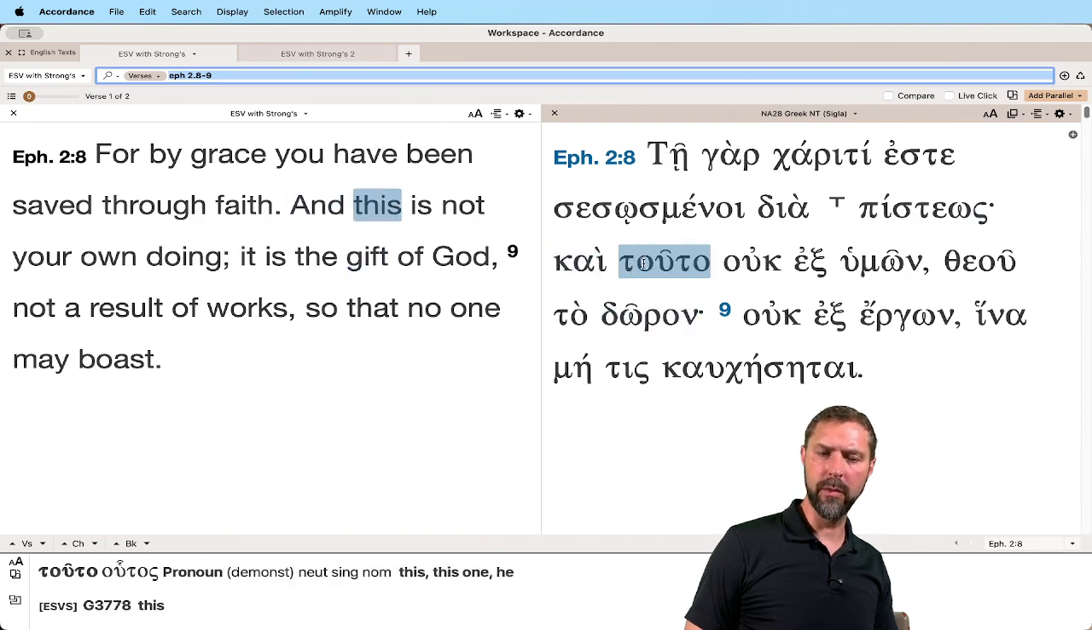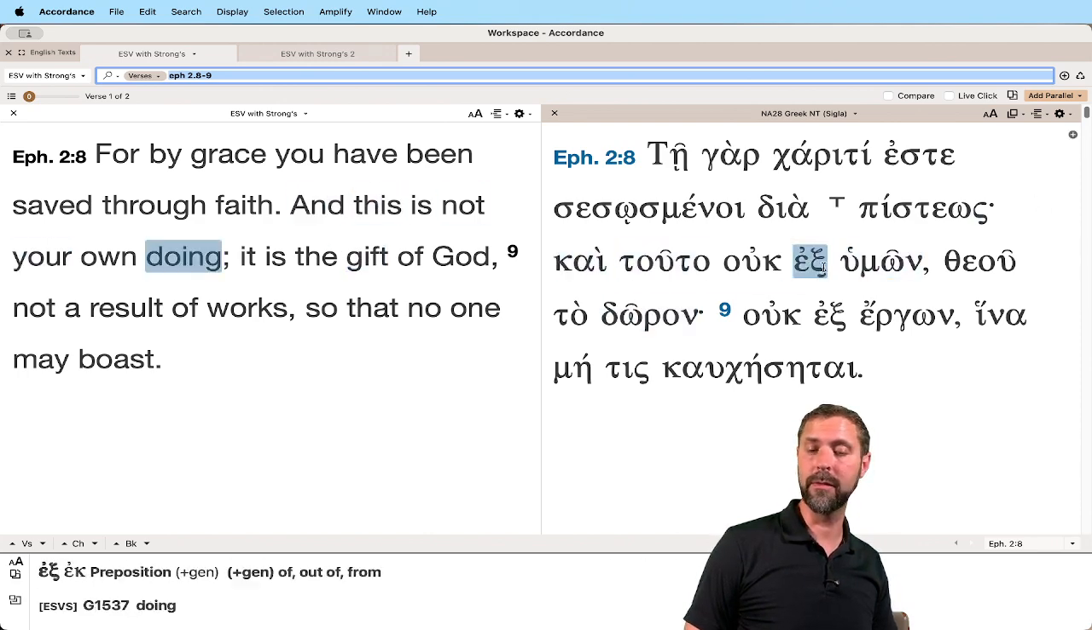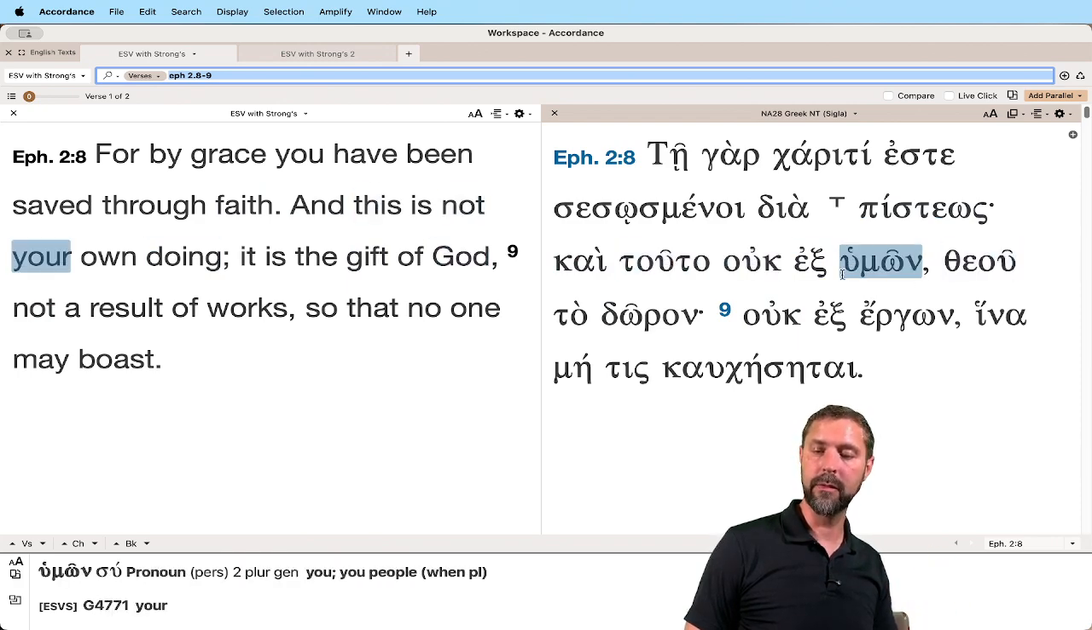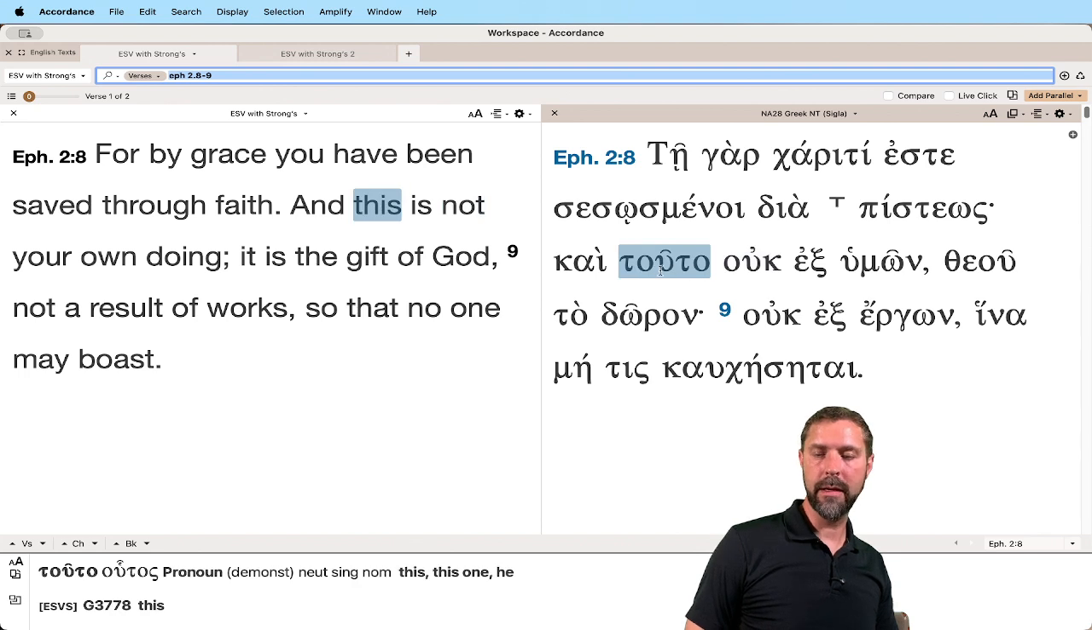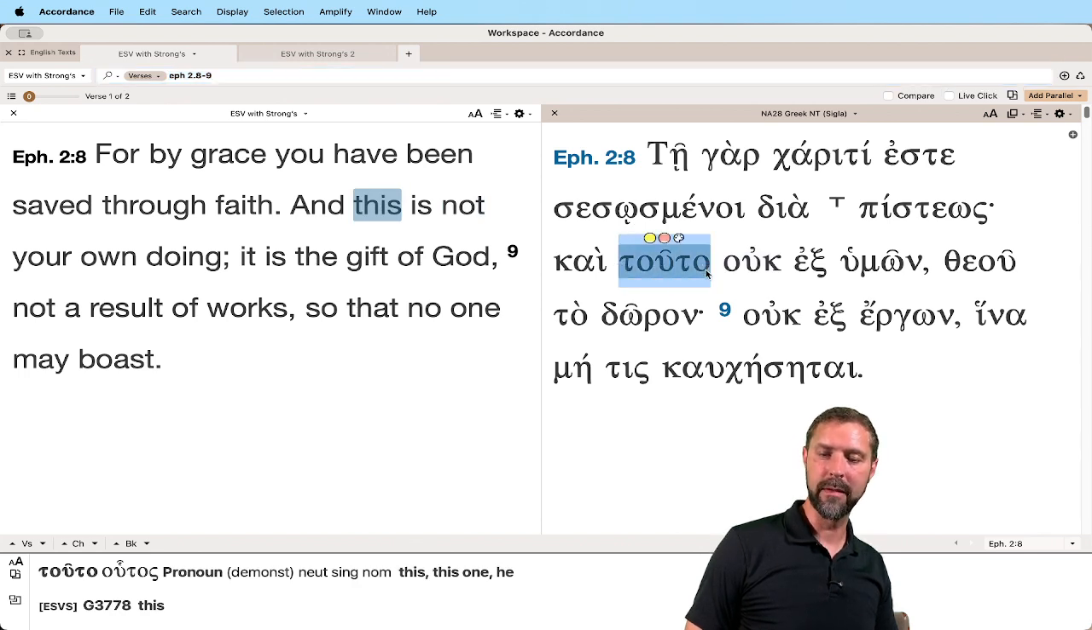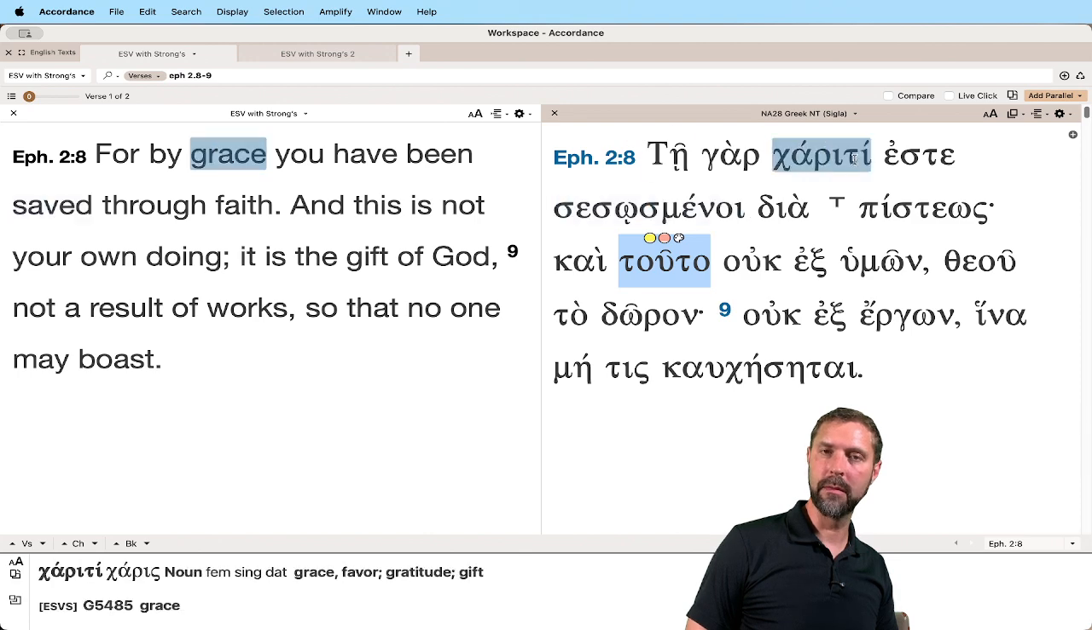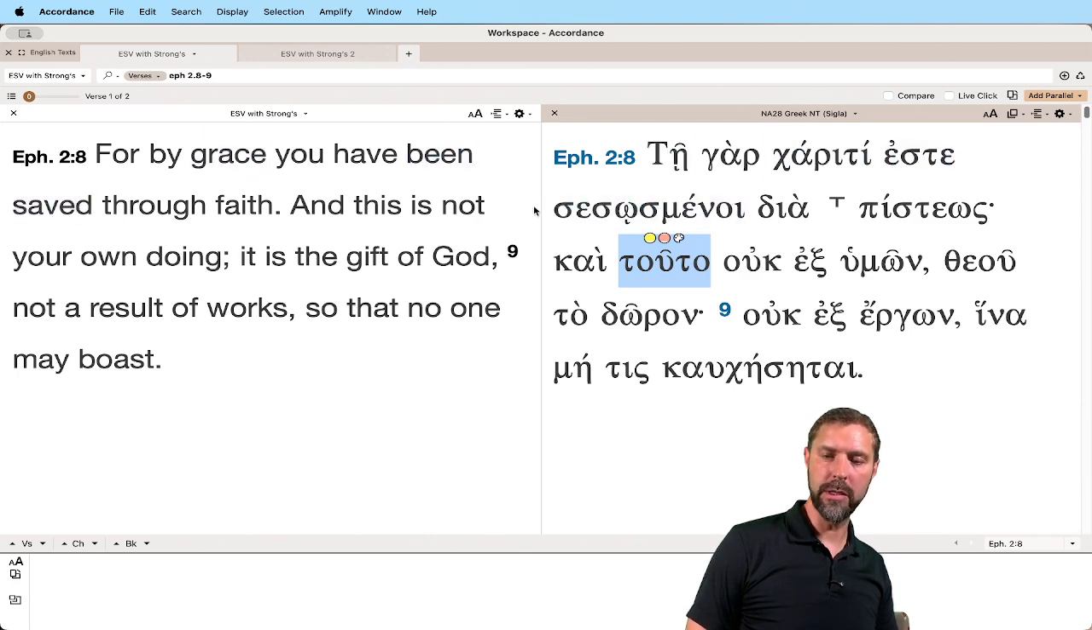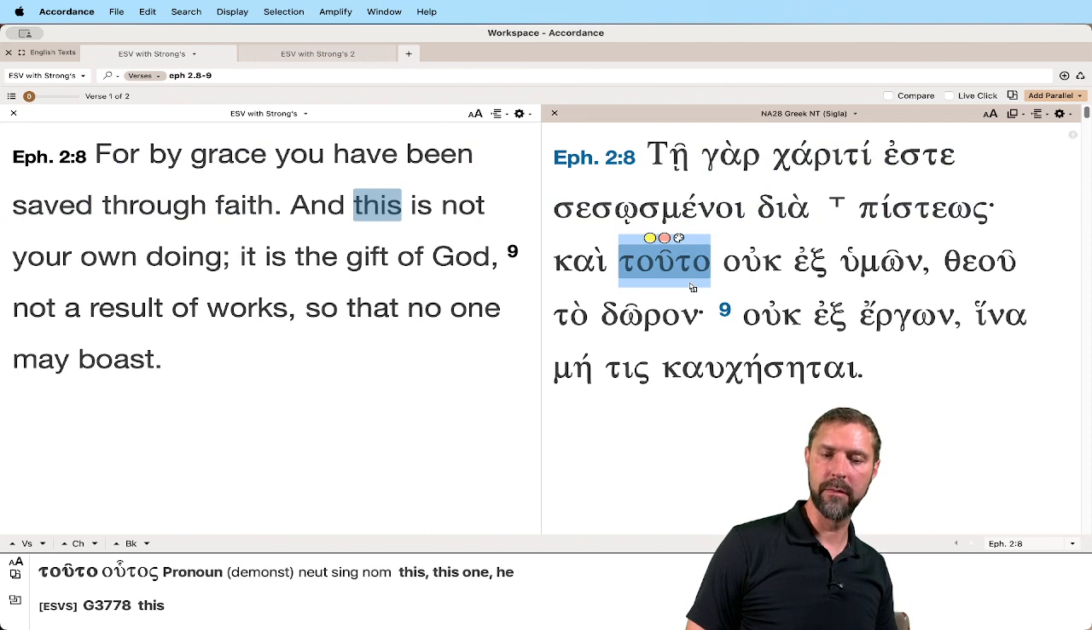So how we're working this out, this is not from you. I'm reading ahead. This is not from you. And the key part of this is the word this. The word this, and you can actually look at the bottom of my screen to see it, is a neuter demonstrative pronoun. This is not from you. It is a gift of God. This is a neuter pronoun. The this refers to something up here, wouldn't it? For by grace you have been saved through faith, and this is not from you. This is not your own doing, ESV interprets.